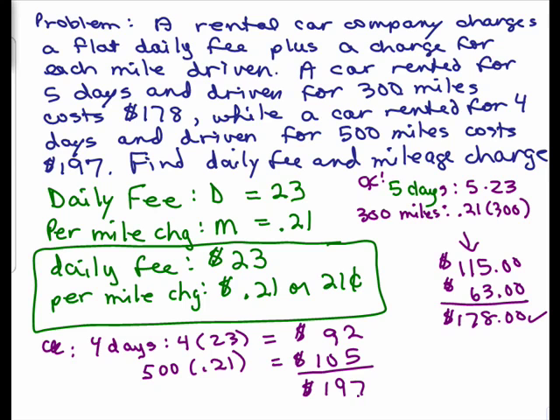So it's correct. The daily fee really was $23. The per mile charge was 21 cents per mile, and that's the full answer and all the steps for this problem. And you could expect it takes a good 10 to 15 minutes to do a word problem usually.